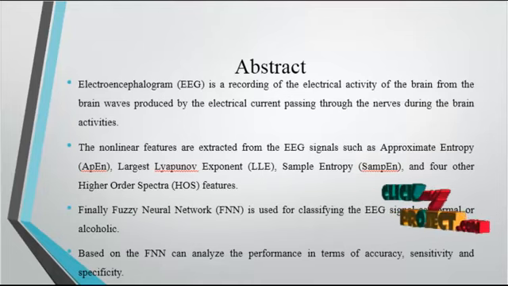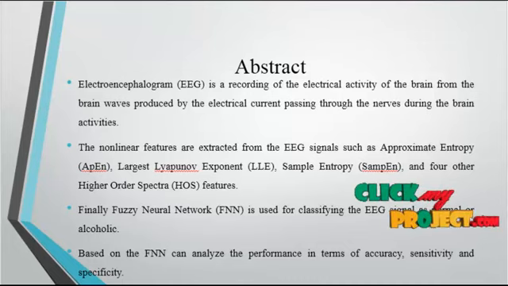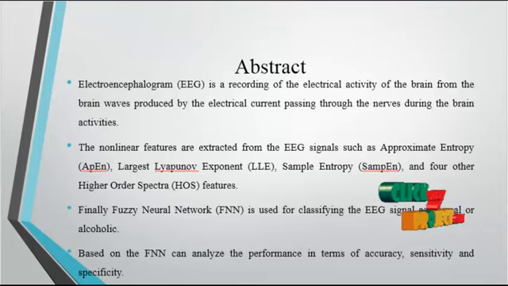Now we are going to discuss the abstract for the process. Electroencephalogram, that is the EEG, is a recording of the electrical activity of the brain from the brain waves produced by the electrical current passing through the nerves during brain activity.